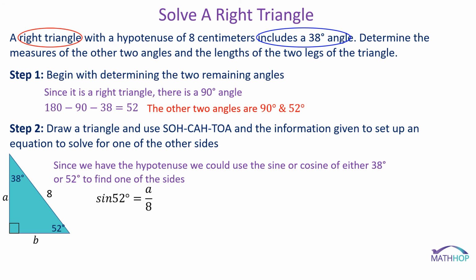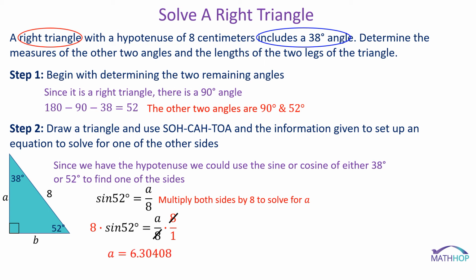Believe it or not, I can solve this like I solved any other equation. Multiply both sides by 8 to get a by itself. When I do that, it looks like this. My 8s will divide out. I get A equals 8 times the sine of 52. I have to put that into my calculator. I get A is 6.30408, or A is approximately 6.3.